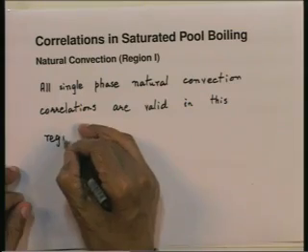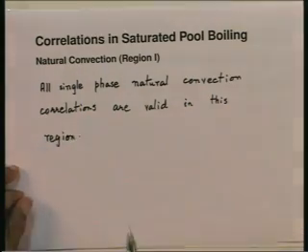So, there is nothing new to do. We can go back to our chapter on single phase natural convection and look up the various correlations. We have correlations, for example, for horizontal tubes, and for a heated surface facing upwards, and we have correlations for other situations also available in the literature.